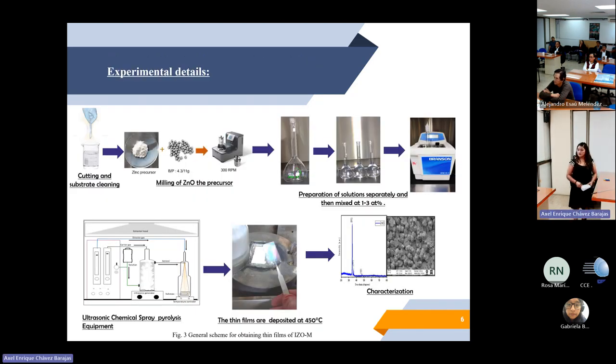The experimental details. I start with cutting and cleaning the substrate, milling the zinc oxide precursor at 300 RPM and ball powder ratio of one. The preparation of the solutions is done separately. The first, the zinc oxide, is zinc acetate and indium acetate, mixed at 1, 2, and 3 atomic percent.